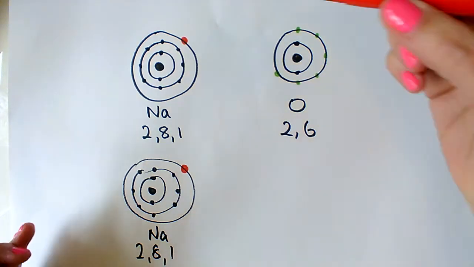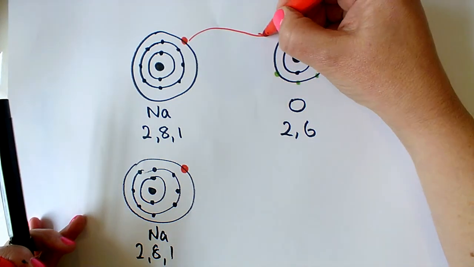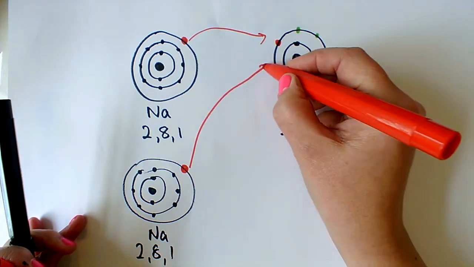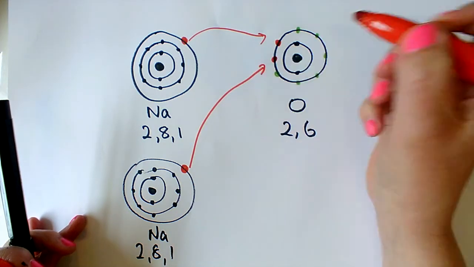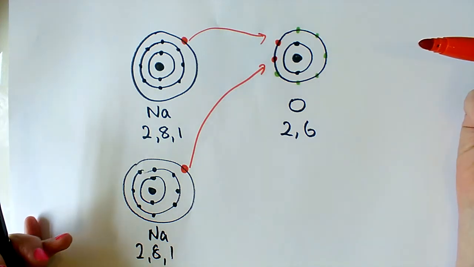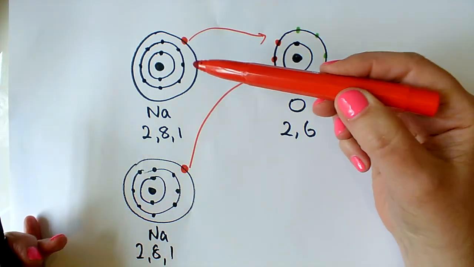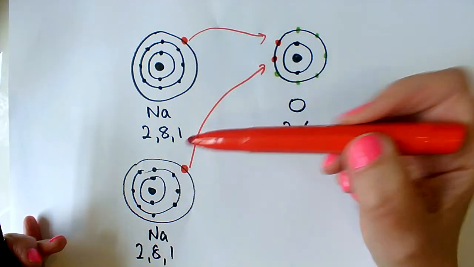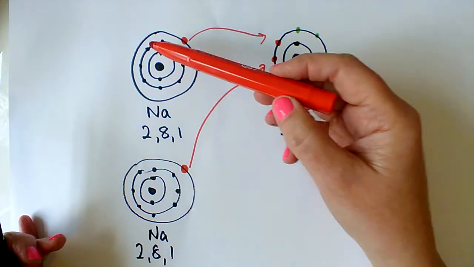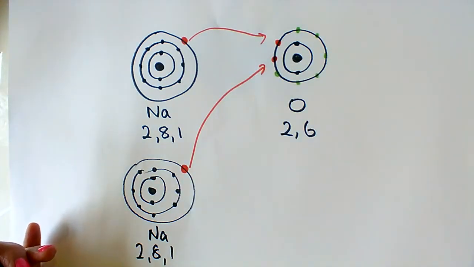So each sodium will donate a negatively charged electron to the oxygen. The oxygen will then obtain its full outer shell, and the sodiums will lose their original outer shell to reveal their lovely stable full outer shell underneath.